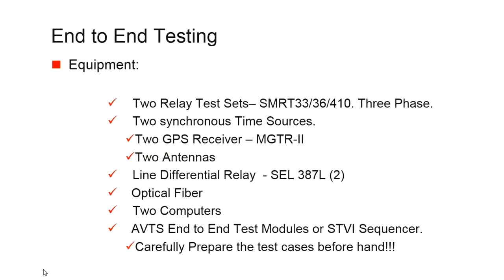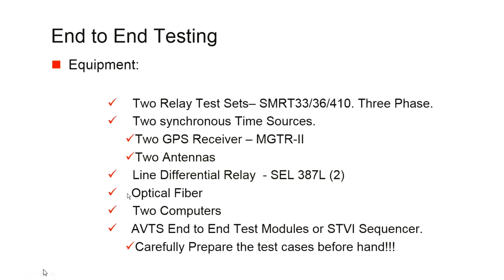Now, this is just a list of the equipment required to do end-to-end testing. Of course, this is according to Megger, right? 2 relay test sets. We, of course, are going to say Smart 33, Smart 36, Smart 410, whichever test set. However, as you know, this could be any relay test set. 2 synchronous time sources. We, Megger, provide the MGTR. We'll talk about it later. In this case, we have the line differential relay. It could be any relay that participates in the scheme.